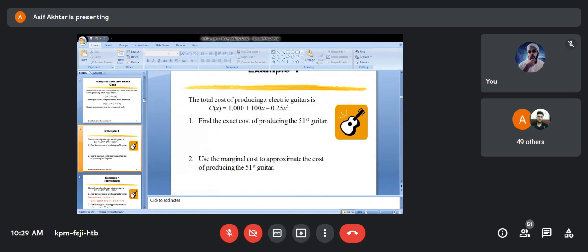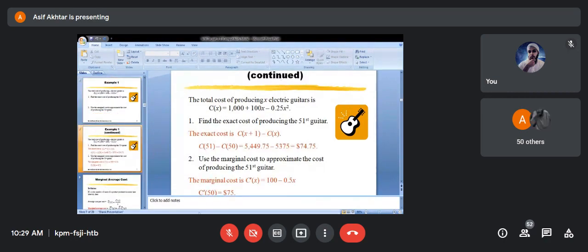That will help me to elaborate this point. I will change this slide. Maybe that will elaborate further what exactly I want to tell you. Now if you see the upper portion, what is here? Somebody has rightly said, total cost of manufacturing 51 guitars, C51. Total cost of manufacturing 50 guitars is this one. So C51 minus C50 gives you 74.75. So actually we are getting $74.75 as the cost of manufacturing the 51st guitar.